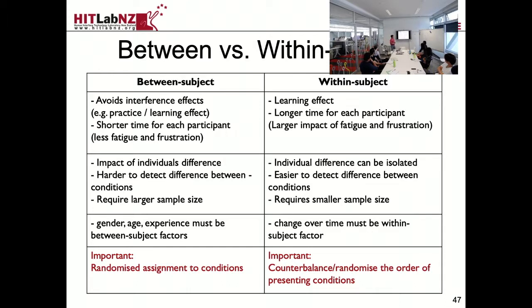And then we have to carefully think about their gender, age, and experience, because these can bias the experiment. On the other hand, within-subject, I'm going to talk about this one, will take a longer time for the participant, who will get tired very soon. The number of participants will be small, and it is easy to detect the difference between the conditions as well. Then what is the learning effect? That is a major issue for the within-subject test.